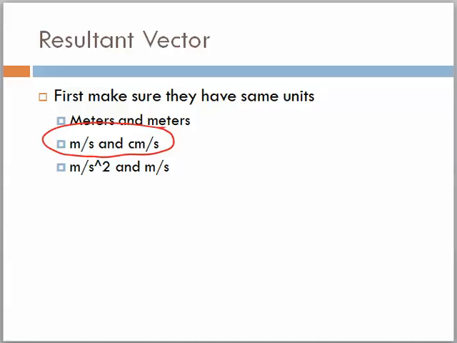The second one is another good example of where students make lots of mistakes. We can't combine these because they're close, but it's not exactly the same. We've got a meters per second squared and a meters per second. So these two could not be added together. These vectors could not be added together.